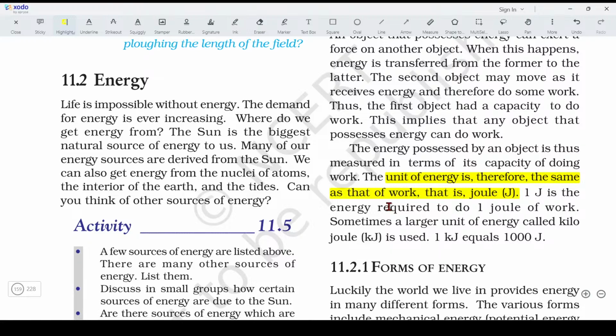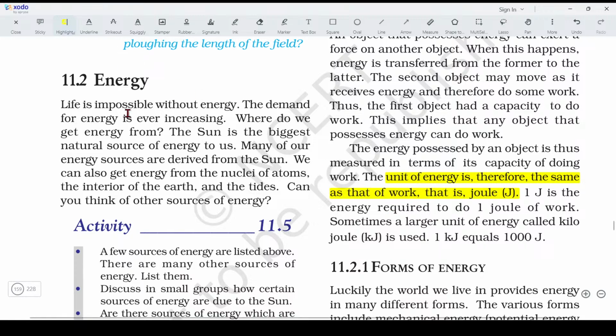What does that mean? Both units of energy and units of work are the same. If you are doing some work, what does that mean? You are transferring energy to something, someone. So energy and work are related.